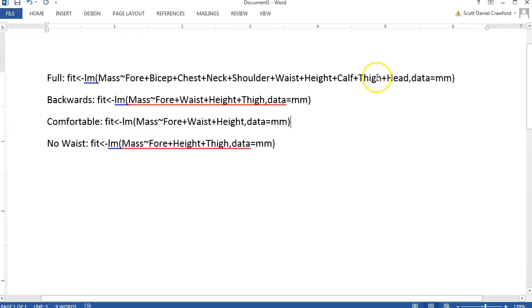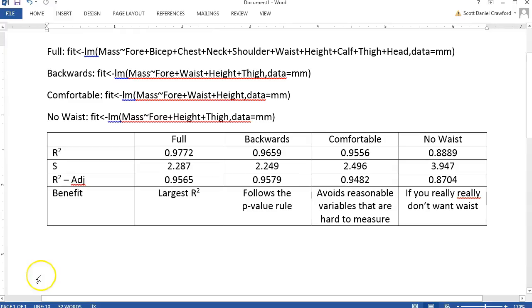So far in this video, we've seen 4 different models. The full model, where we had everything and didn't take anything out. And then we walked through it backwards, taking out stuff that wasn't significant, and ended up with this model. And then we did it differently, where we said, I want only the variables I'm comfortable measuring. We only took out variables with large p-values, but among all the variables with large p-values, we took out the ones that we weren't comfortable measuring. And then we did one where we specifically took out waist to see what that would do. So I went back and looked at all 4 of these models. I found the r squared, the s, that r squared adjusted, and let's make a little list of the benefits.